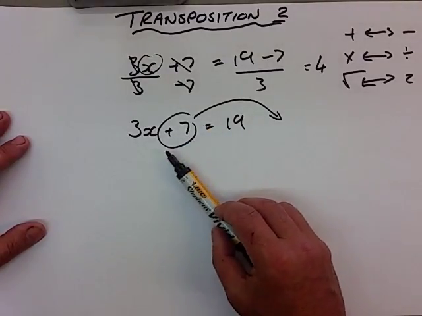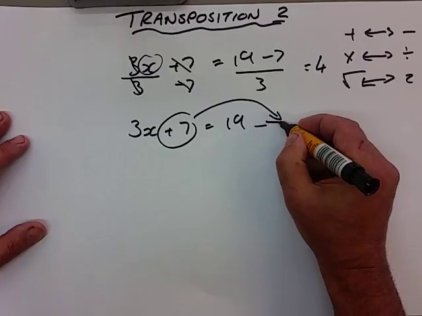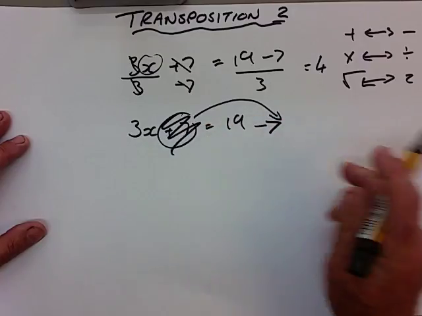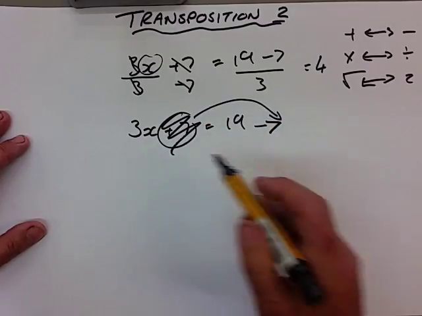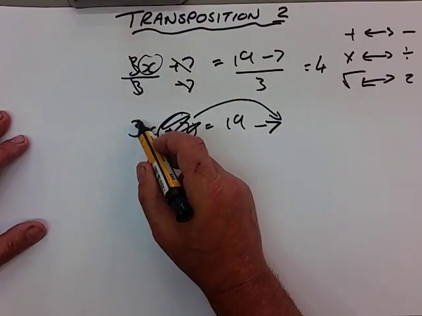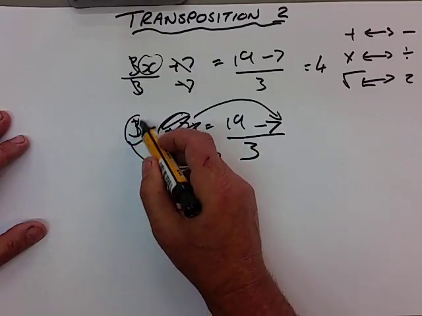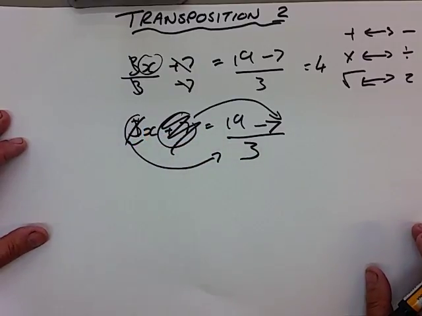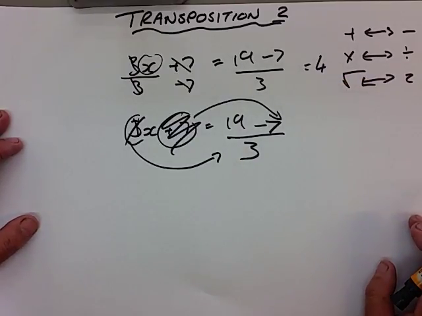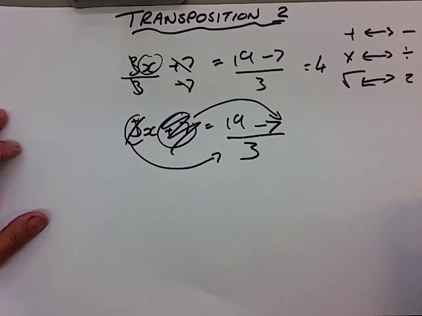So we want to get rid of the 7 because that's the furthest away from the x. We throw it over the equal sign and it becomes negative 7 and it disappears. We want to get rid of the 3. The relationship the 3 has to the x is a times, so we throw it over the other side and it becomes a divide. And now we're left with x equals 19 minus 7 divided by 3, which is the same as we have up top. Let's apply the same situation to a more complicated formula.